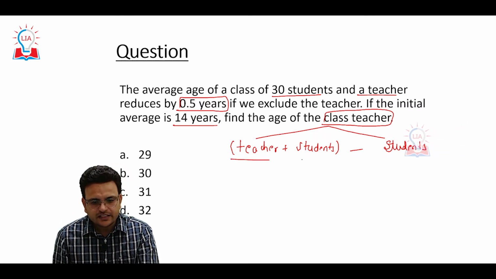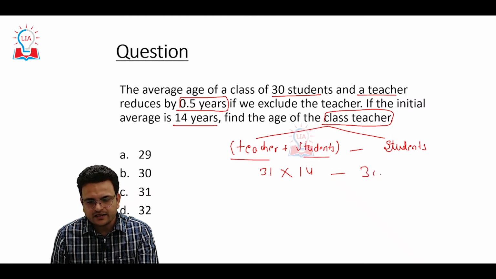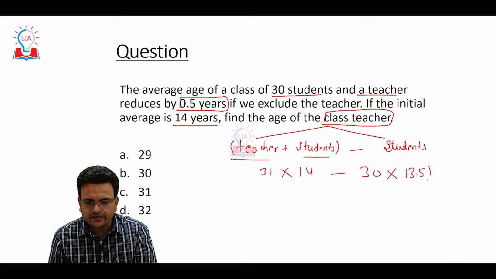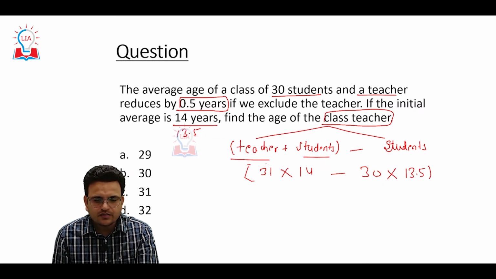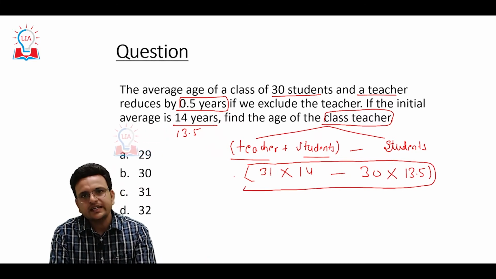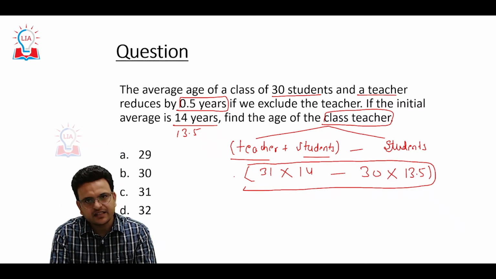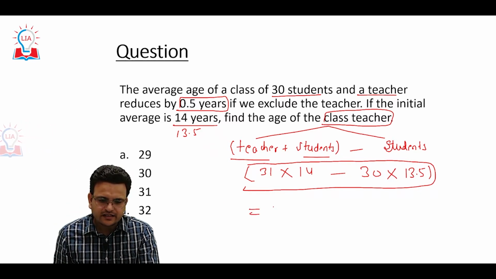So here teacher and students, they are 31 into 14, because the average is 14. Whenever the teacher is excluded, then the total number of students is 30 into 13.5, because the average was reduced by 0.5 years, so it becomes 13.5. If you solve this equation, you are going to get the age of the teacher. I am calculating the age of teacher and students, and subtracting the students' age, then definitely I am going to get the age of the teacher. It will come to 29.